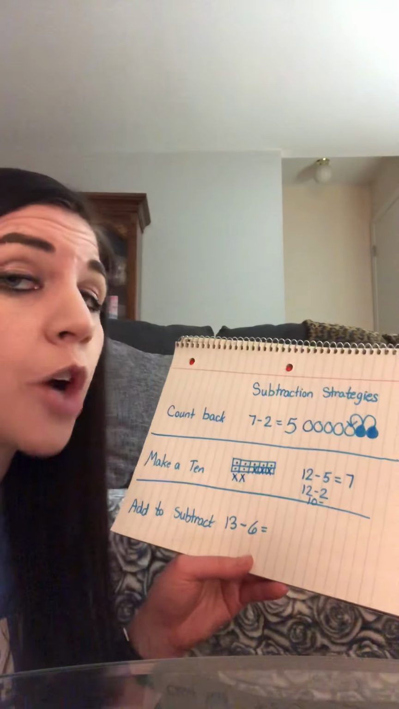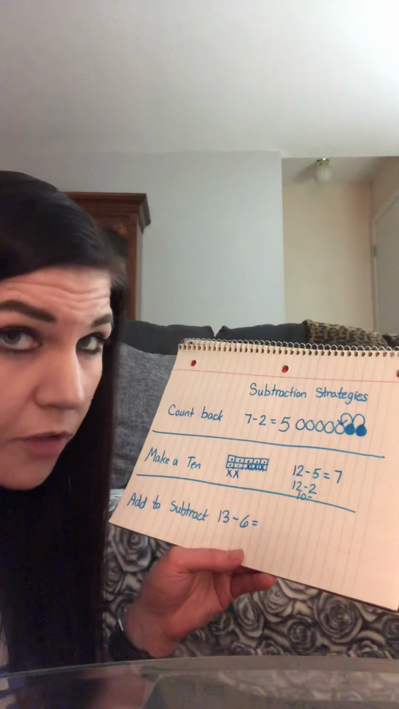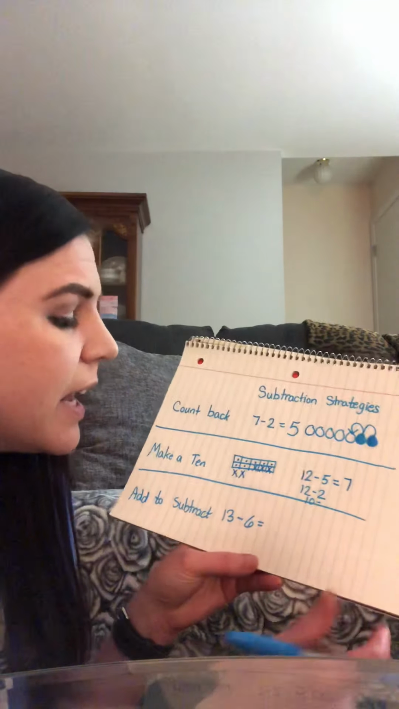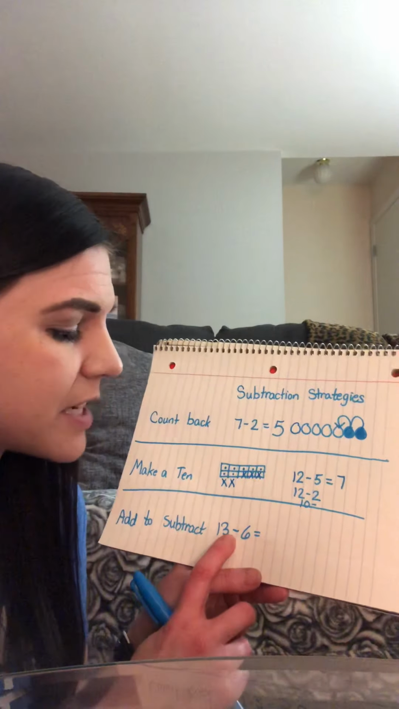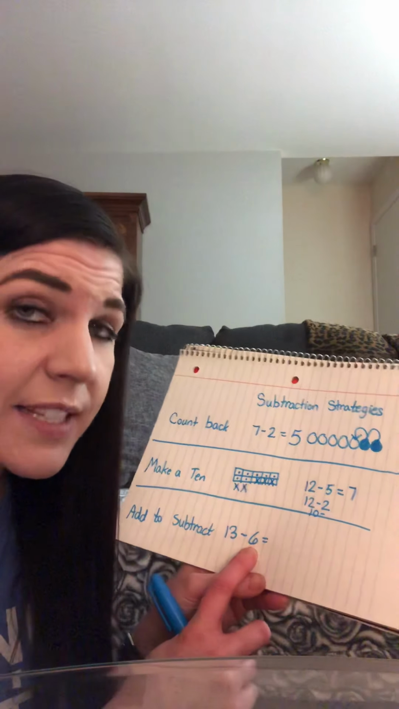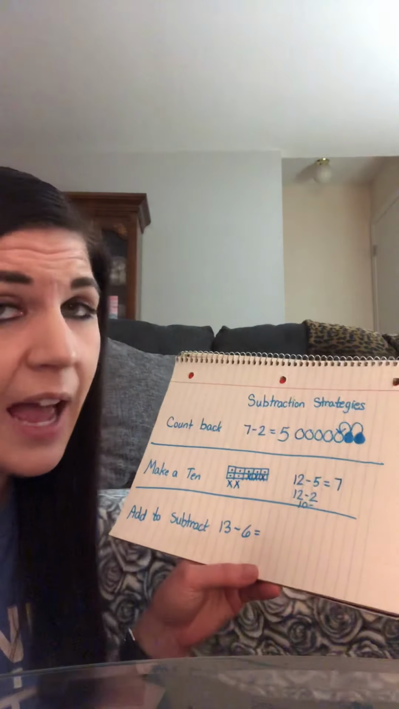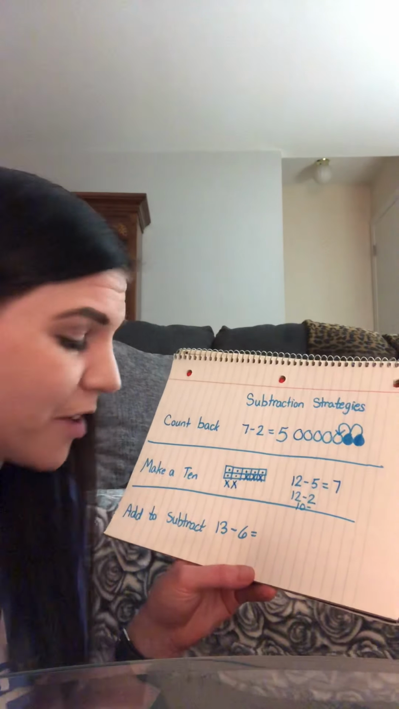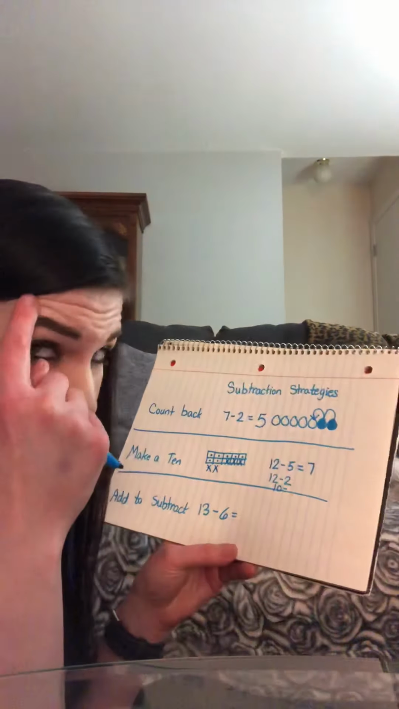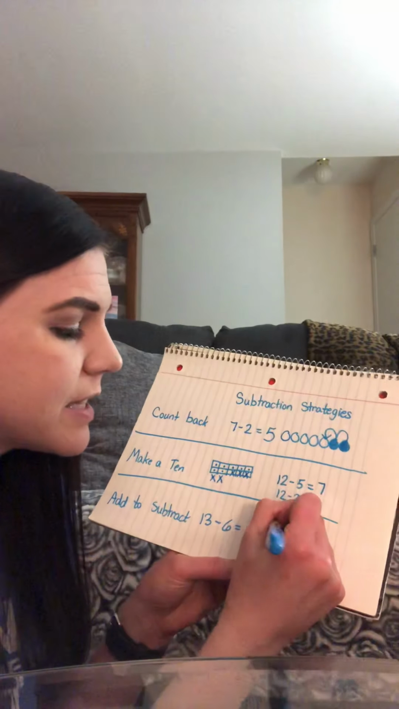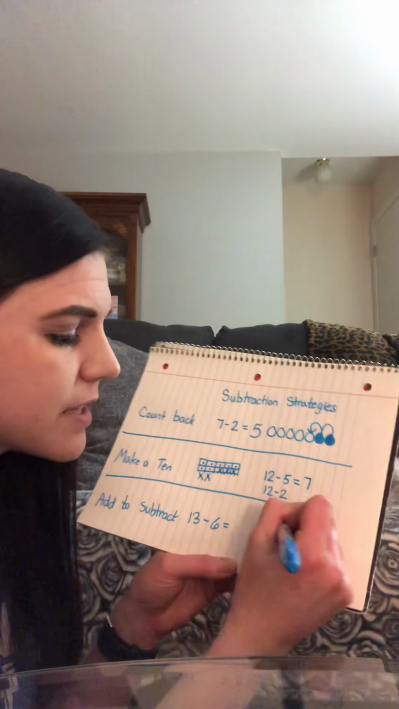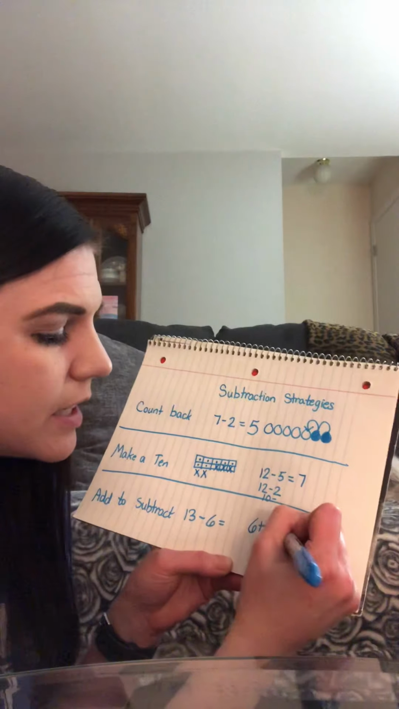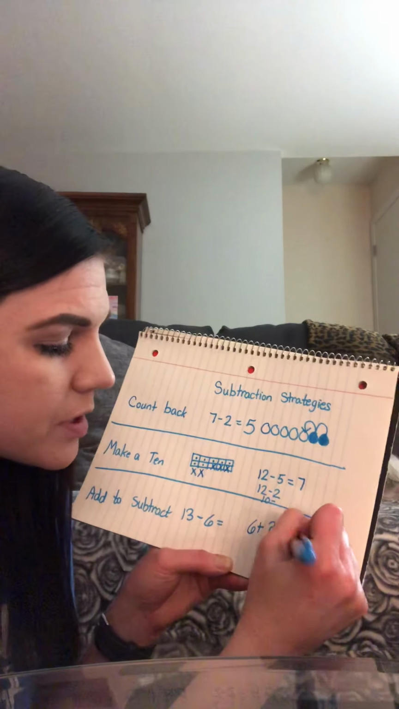Now I'm going to add to subtract. This is where we use our related facts to solve our subtraction problem. If I have the problem 13 minus 6, that's a difficult problem for me because I don't have 13 fingers. So I don't have enough fingers to put down. So instead I'm going to think in my brain, 6 plus what equals 13?